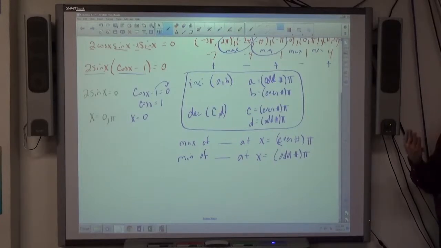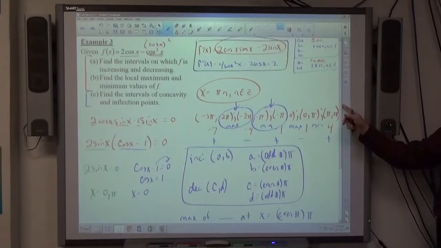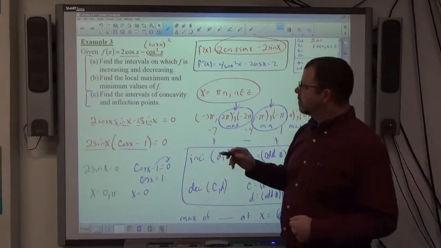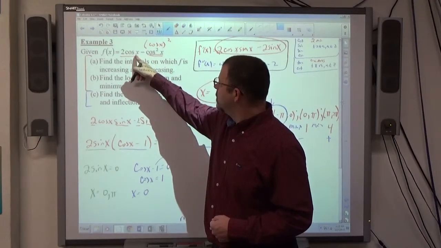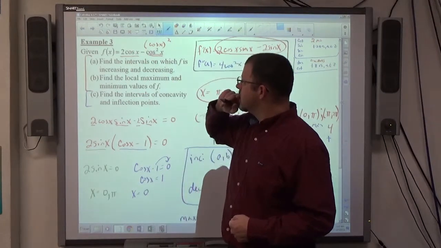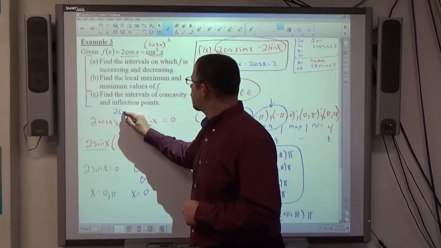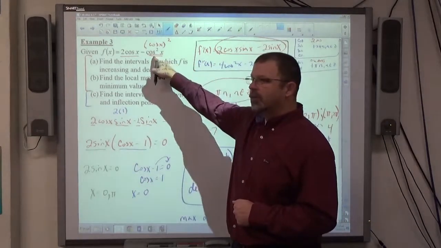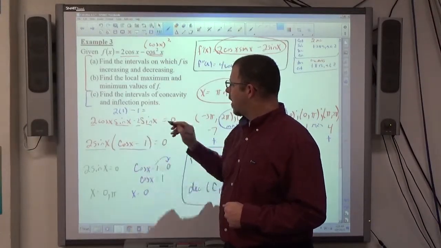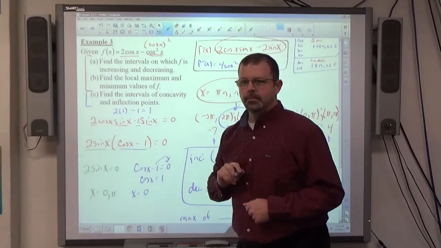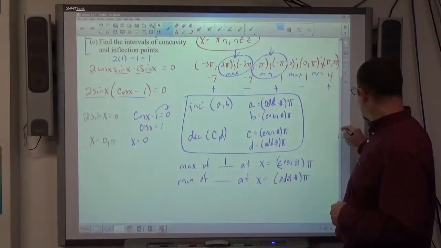Right. To find the actual number, we simply have to stick an even number pi or an odd number pi in the original problem. So, I'm going to do 0. What's cosine of 0? Cosine of 0 is 1. So it'll be 2 times 1. And cosine of 0 is still 1, right? So it'll be minus 1. 2 minus 1 is equal to 1, right? So maximum value of 1 at x equals even number pi.